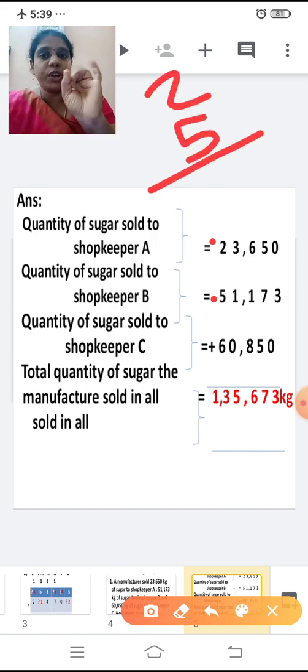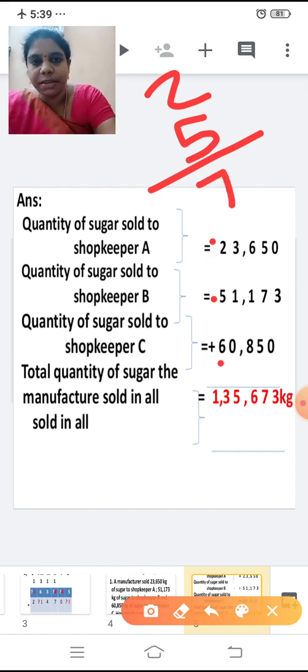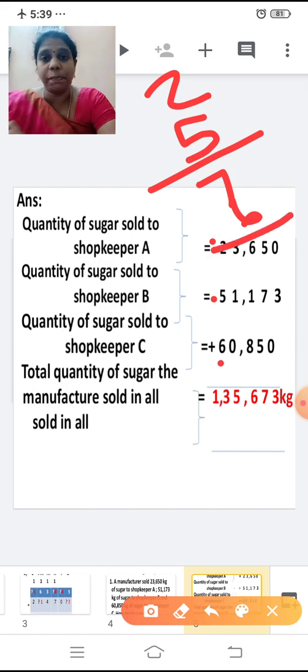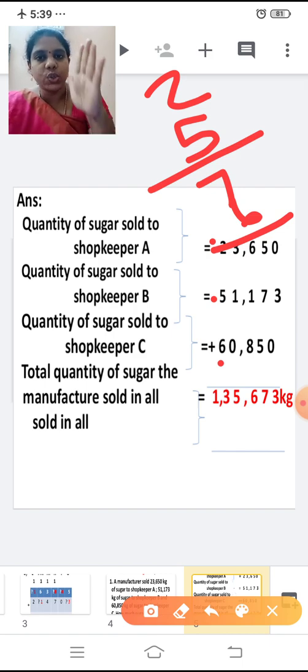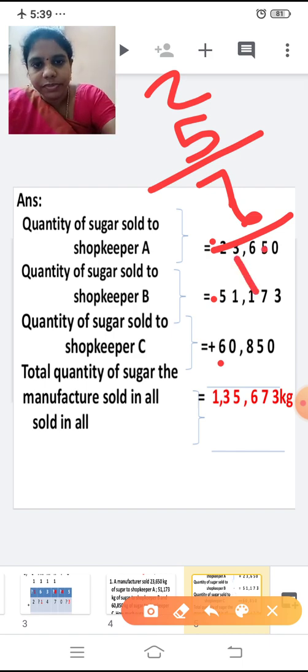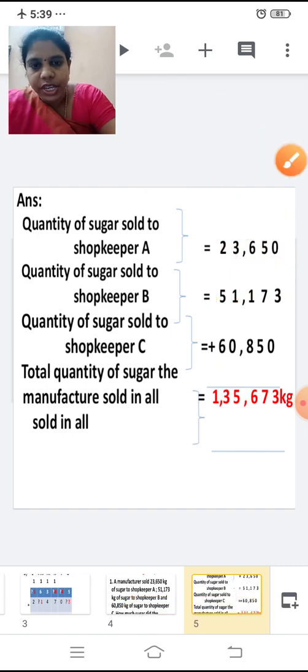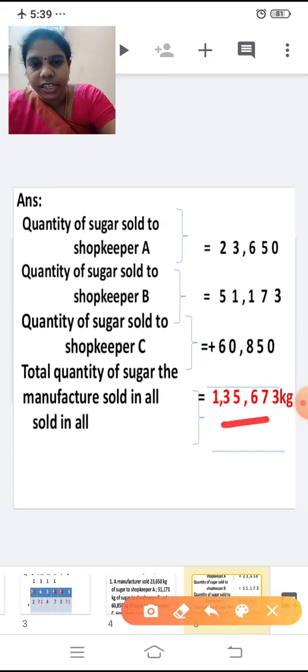5 plus 2. After 5 I am going to add 2 numbers. 5, 6, 7. With 7 I am going to add the last number, 6. So 2 plus 7 plus 6. 7. After 7 I am going to add 6 numbers. 7, 8, 9, 10, 11, 12, 13. So write 13 here. So how much quantity he sold in all?